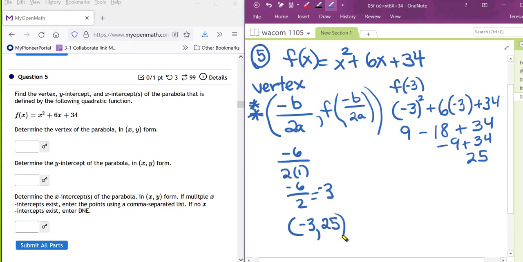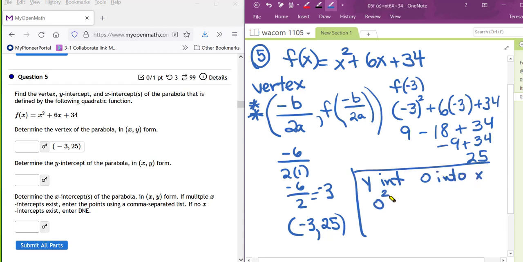All right, let's make sure we're good here. So our vertex is negative 3, 25. See, we had to do a little more work than just picking it off there. Y-intercept. Y-intercept is really easy from this form because you're going to plug 0 into x. This wipes out, it's your constant. So from this form, the y-intercept is very easy. So it would be 0, 34.